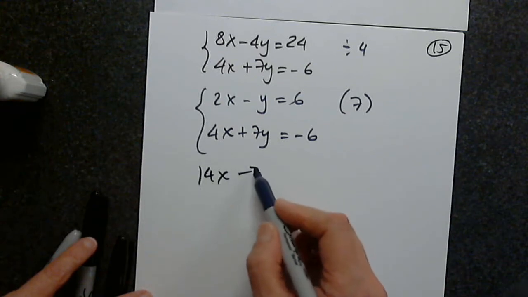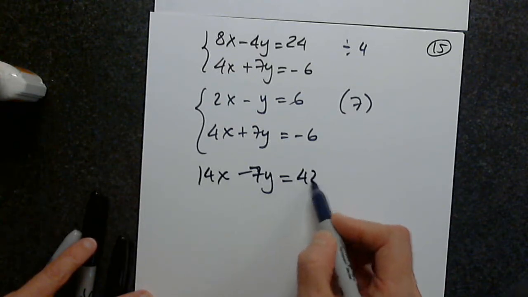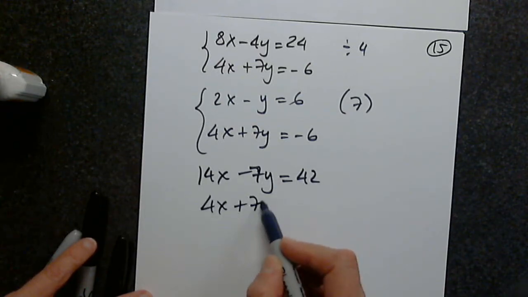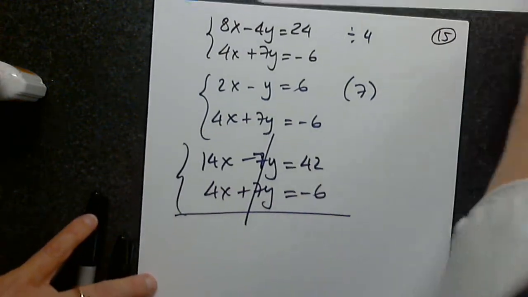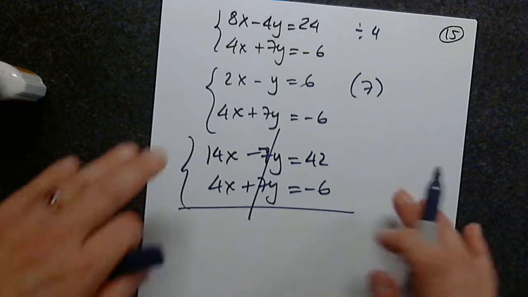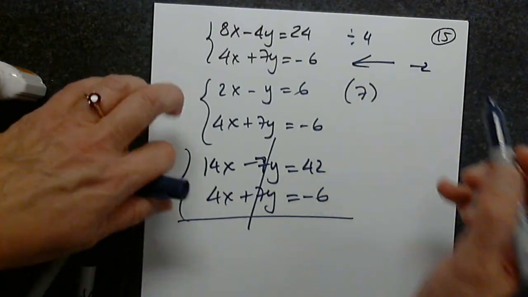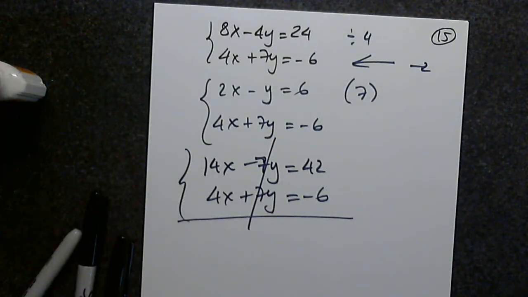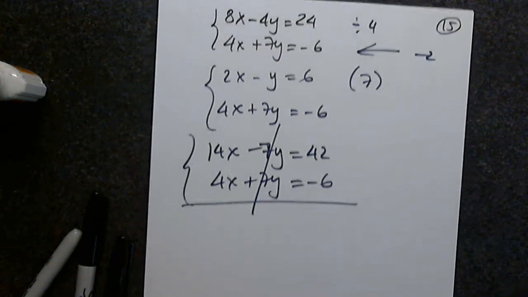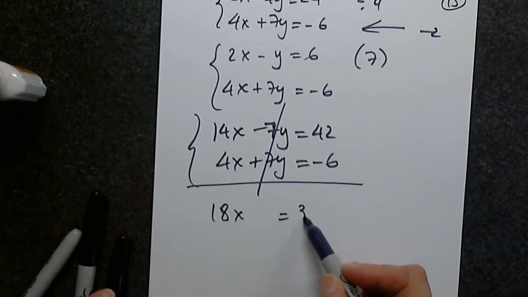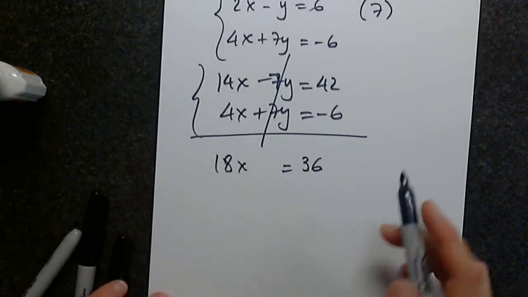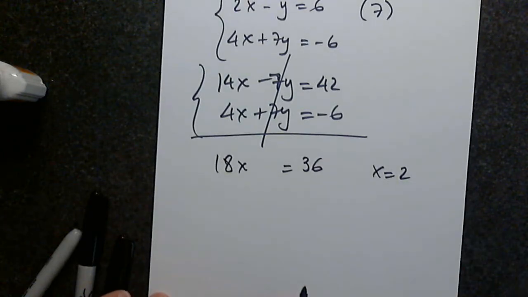So 14x minus 7y equals 42, and 4x plus 7y equals negative 6. Makes the numbers a little easier. Yes, but if you multiply this one by negative 2, it is still going to be the same thing. So then 18x equals 36. So then x equals 2.